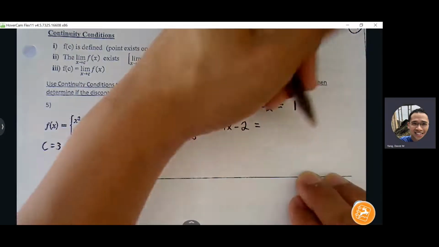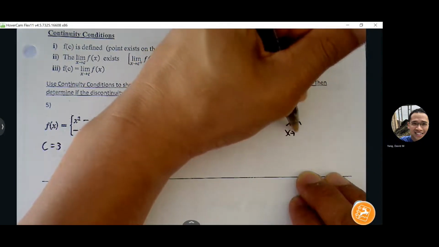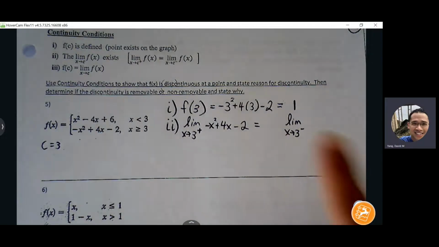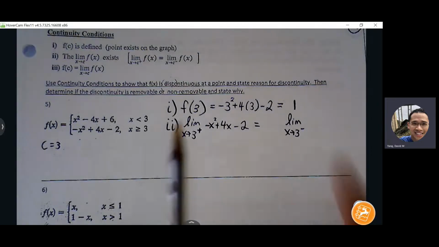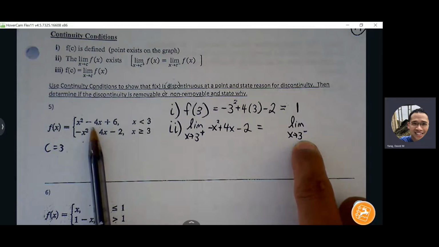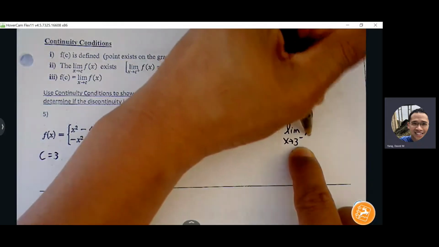And separately, we also need to find the limit coming from the other side, the left side of 3. These are values less than 3, like 2.5, 2.6, 2.7. Those are all values less than 3, so we know the first one is the one that's appropriate for approaching 3 from the left side of 3.